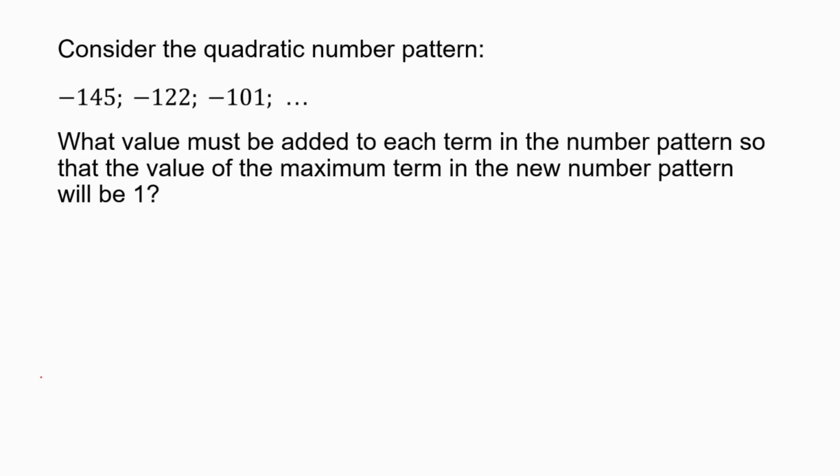Welcome back, smart mathematicians. We are doing question 3.4, which is the last part of question 3. The information here is still the same. What value must be added to each term in the number pattern so that the value of the maximum term in the new number pattern will be 1?